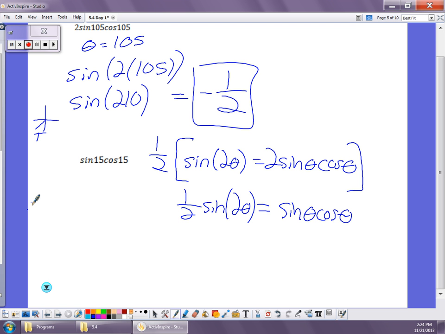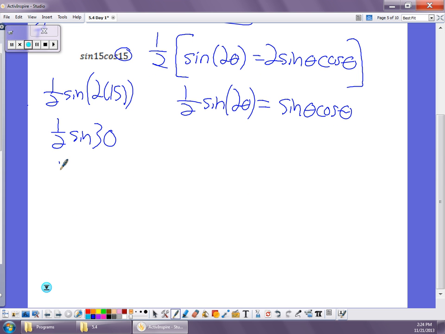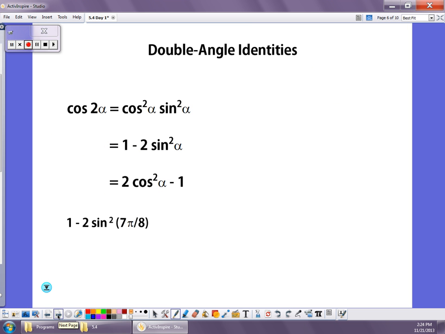So now we can replace theta here with our 15, and we get 1/2 sine of 2 times 15. And now I'm just going to simplify. 1/2 sine of 30 is going to be 1/2 times 1/2, which equals 1/4. So that's really the most complicated you're going to see because of the fact that the identity does not match up one for one.